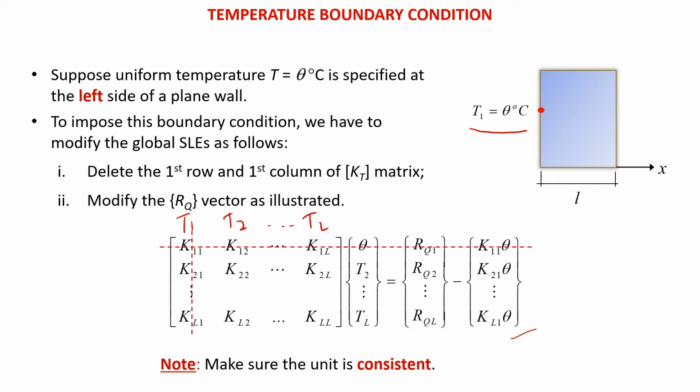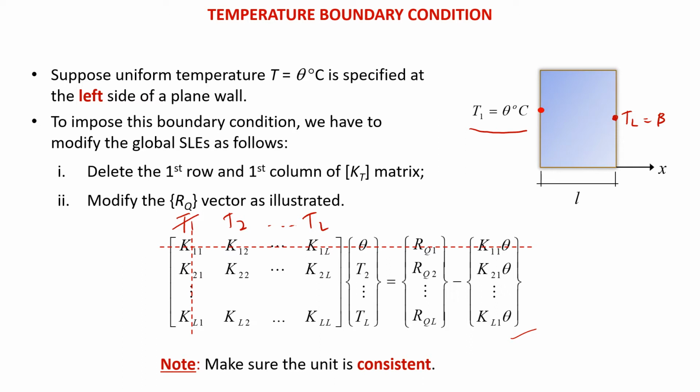And if the unknown is already specified, then that row and column is no longer useful to be considered in the system linear equation. That's why we eliminate that row and column. Like in this case, T1 is already known. That's why we can eliminate the first row and the first column. Let's say the right wall is also specified, TL is equal to beta.